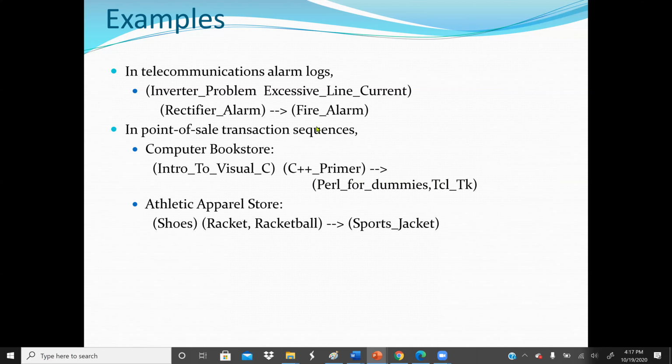Also, in point of sale transactions at a computer bookstore, I buy Introduction to Visual C and the C++ book. So there's an order: the next book I buy will be the one for dummies. It's a sequential order. At an athletic apparel store, I go to the Nike store, I buy shoes, the next will be a racket or racquetball. Then there's a chance that I'll buy a sports jacket, in sequential order.